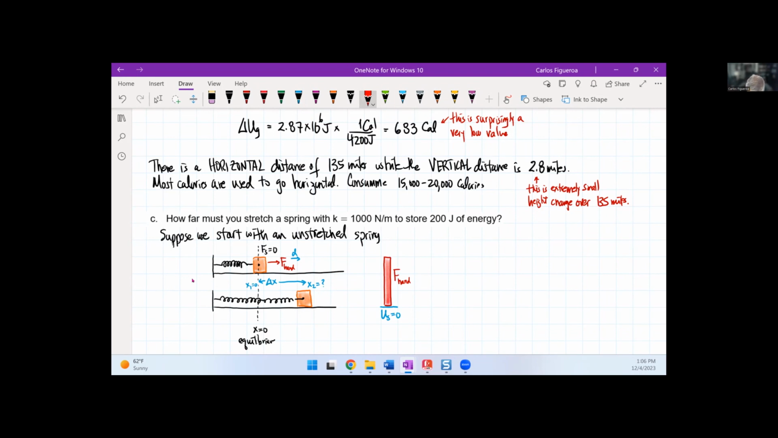But then all that work, oh, you know what? I said force of my hand. I should have been more careful, and I should have said the work of my hand. So now that work of my hand does not disappear. It reappears as stored work. And so this is the spring potential at 2, and this was the spring potential at 1.